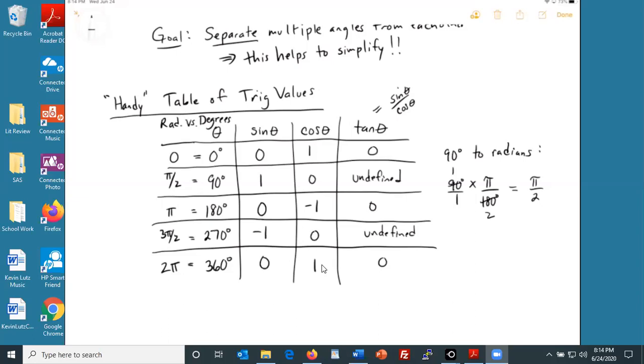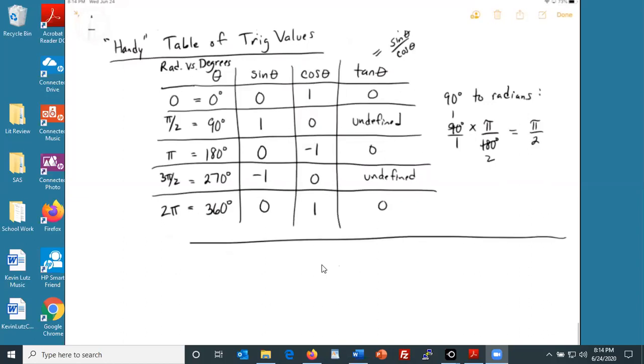So this table will come in handy for some of the problems. And granted, we could also use the calculator, but it's there when you need it. All right, just double check your numbers, make sure everything's correct, and we're moving on to the identities.